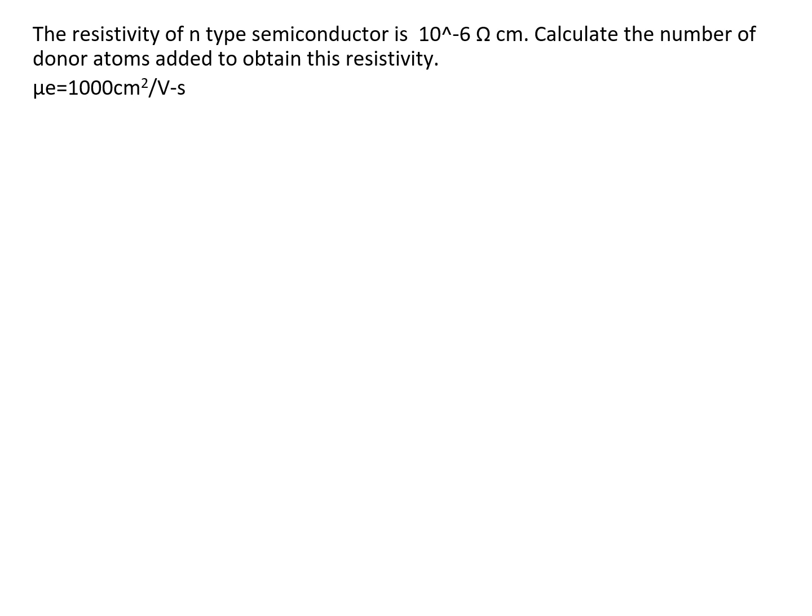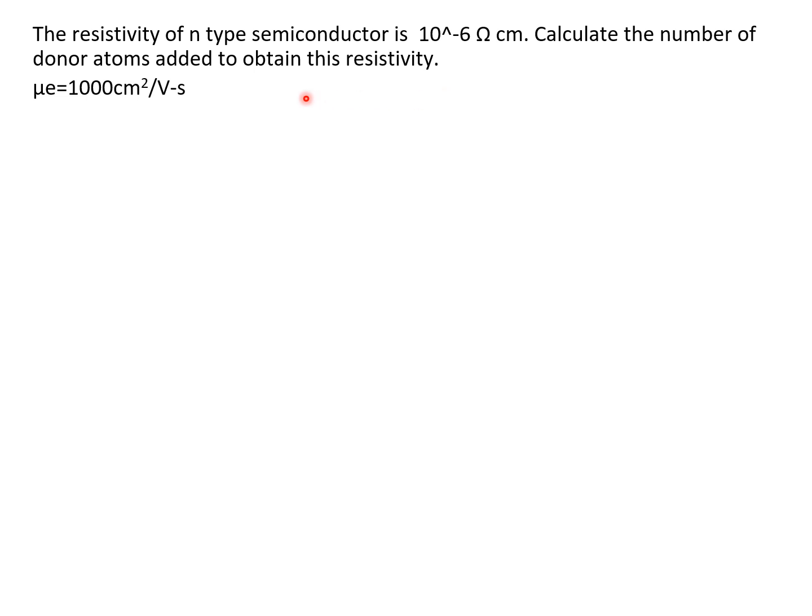See the numerical statement. The resistivity of N-type semiconductor is 10 raised to minus 6 ohm centimeter. Calculate the number of donor atoms to obtain this resistivity. So this is N-type semiconductor. Resistivity is given. We need to calculate donor atoms to be added. Donor concentration we need to calculate.